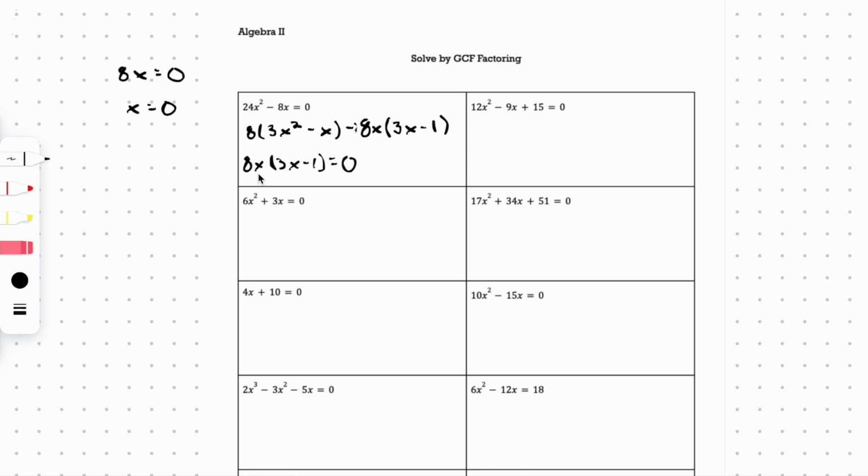We plug in 0 for x, we have 0 times negative 1, which is just 0. We also want to set this parentheses equal to 0, so we do 3x minus 1 equals 0. And we move that 1 to the other side, 3x equals 1, and we divide by 3 to get x equals 1/3. So that's going to be another solution. I'm going to write both of those down here. x equals 0 and x equals 1/3.